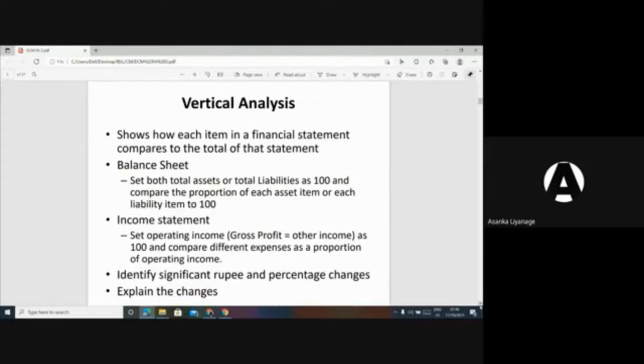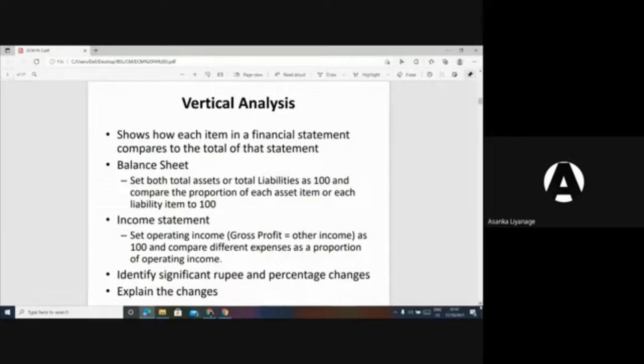Take one statement, whether it is the income statement or balance sheet or statement of financial position. Say if you take the income statement, take the highest valued figure. Normally, for normal business entities, the highest valued figure will be sales in the income statement. Sales is the highest figure, right?